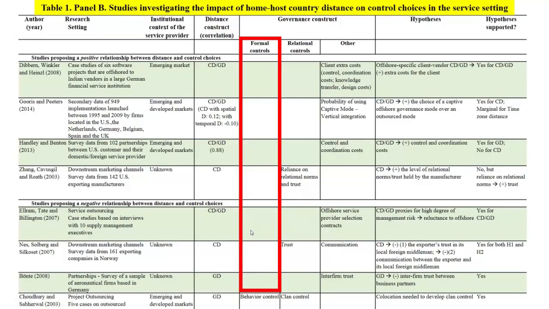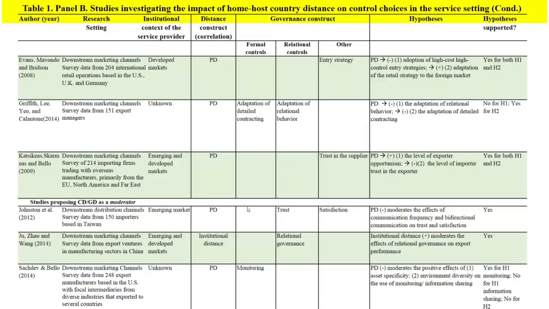And if we go to another page, we can start to see that Griffith-Lee et al. looked at adaptation of detailed contracting, which may be close to formal control, and adaptation of relational behavior as a relational control. So maybe they're close to our study, but they looked at psychic distance. They didn't look at culture distance or geographical distance.